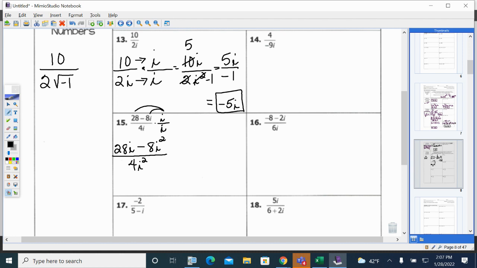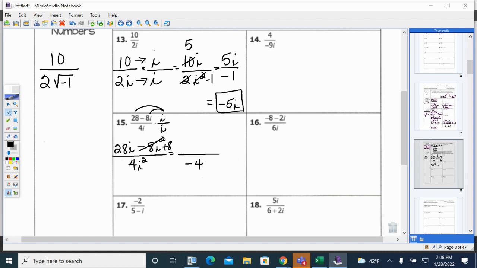I'm going to first change my i squares. So in the denominator, 4i squared, because i squared is equal to negative 1, and 4 times negative 1 is negative 4, I'm going to change my denominator to a negative 4. In the numerator, again, i squared is negative 1. Negative 1 times negative 8 is a positive 8. So I'm going to just cross that out and put a plus 8 there.